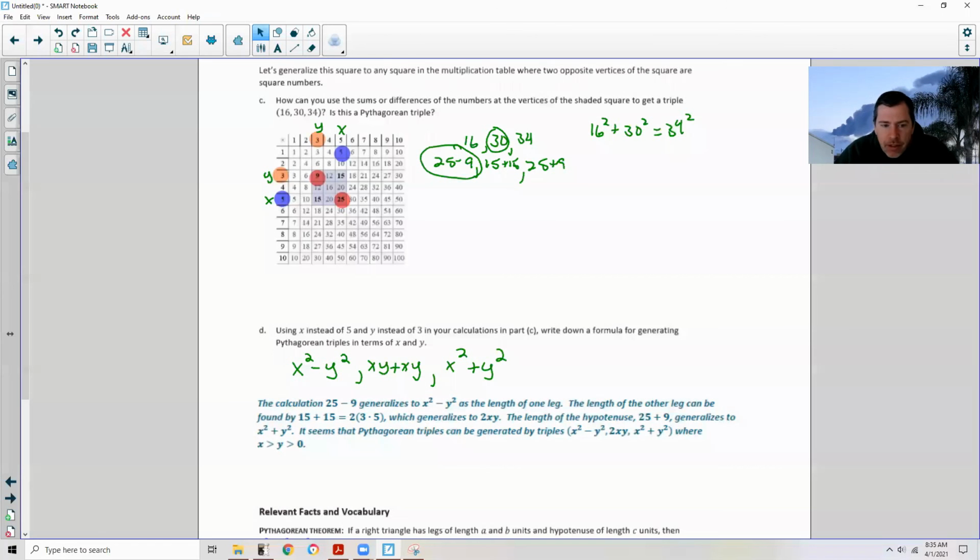So here we have it. The calculation 25 minus 9 generalizes to x squared minus y squared as the length of one leg. The length of the other leg can be found by 15 plus 15, which is 2 times 3 times 5, which we could generalize by 2xy. Well, xy plus xy is 2xy, all right? And then the length of the hypotenuse, 25 plus 9, can be generalized as x squared plus y squared. So it seems that Pythagorean triples can be generated by the triple x squared minus y squared, comma, 2xy, comma, x squared plus y squared, where x has to be greater than y, and y has to be greater than 0.